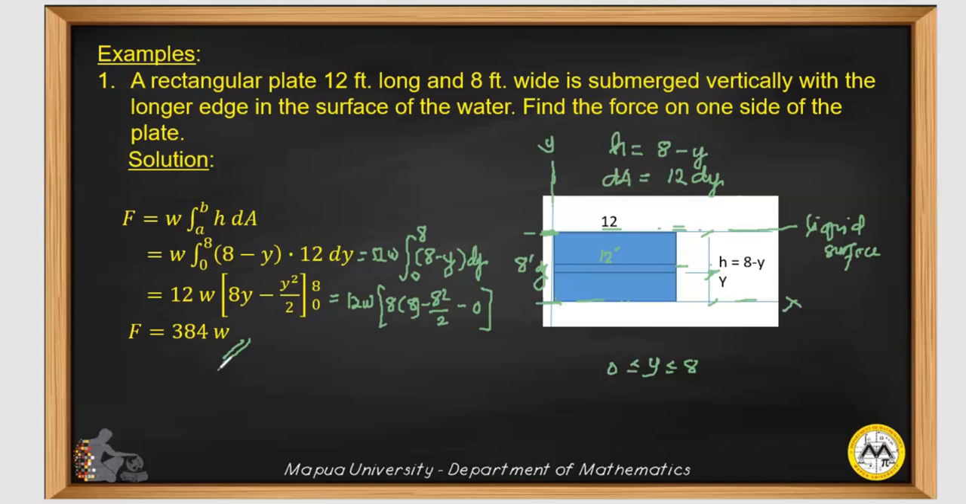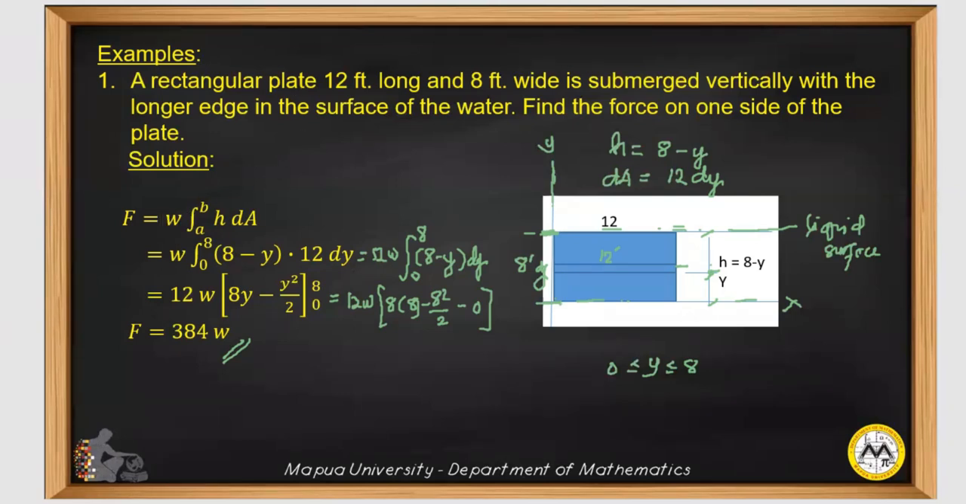So again, to solve for the force due to liquid pressure of a vertical plate submerged in a liquid, we have to identify first the distance of the typical element from the liquid surface, and then get the differential of A and express the integrand in terms of the variable of integration, which is y. Okay, so this is the first example.